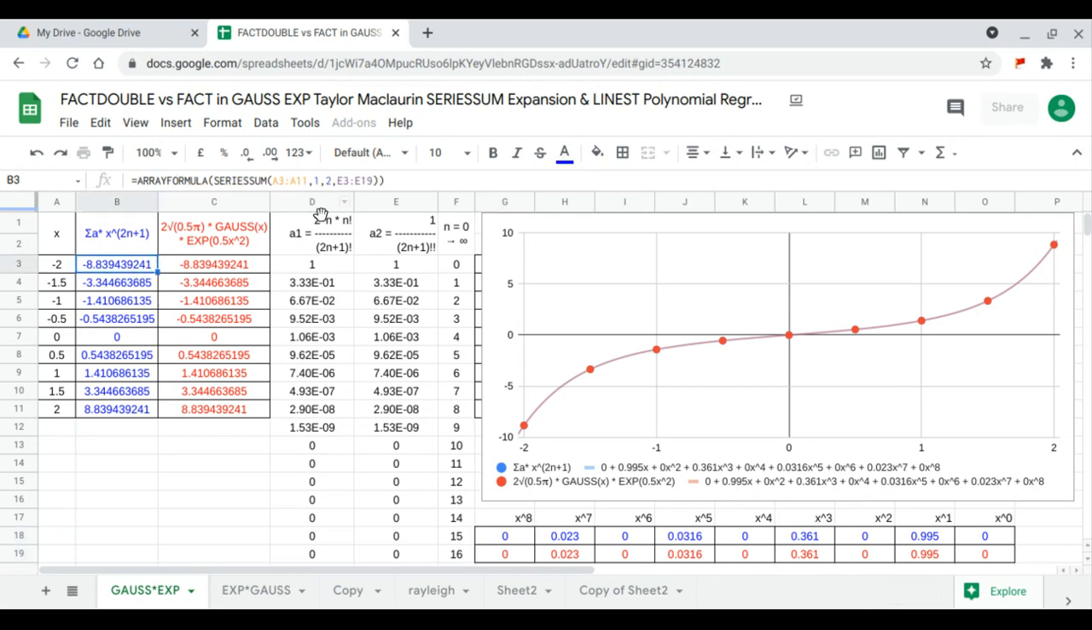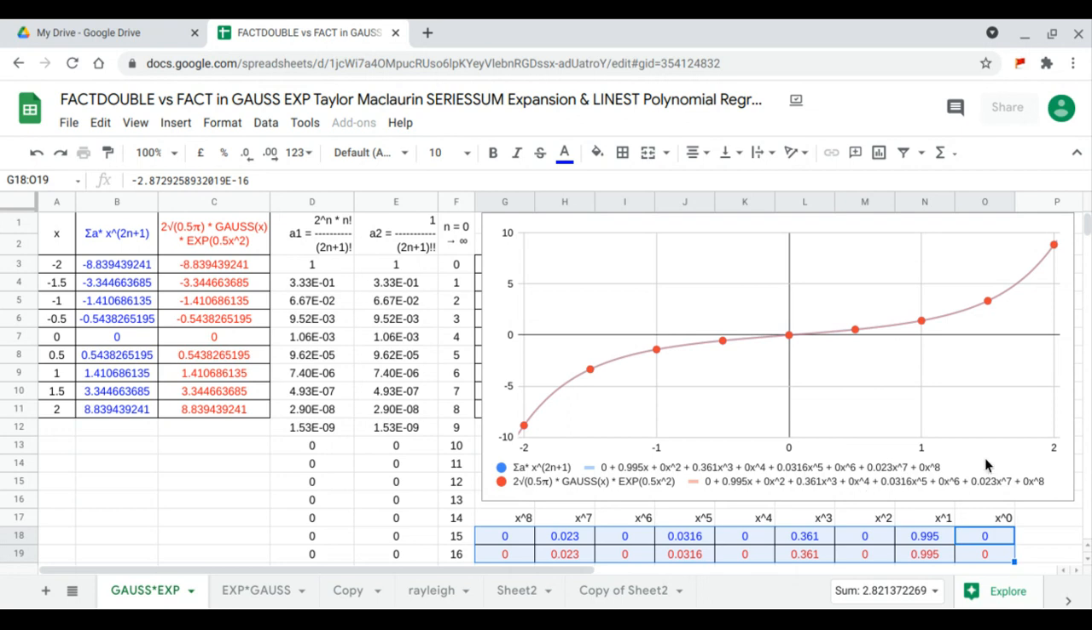Suppose we use, because we're using the double factorial, we'll change this. We want to use the factorial expansion coefficient. We use this one. Then enter. We still get the same data set. They're the same. They're equal. Their regression coefficients are also the same. The trend lines are the same. The polynomials are also the same.